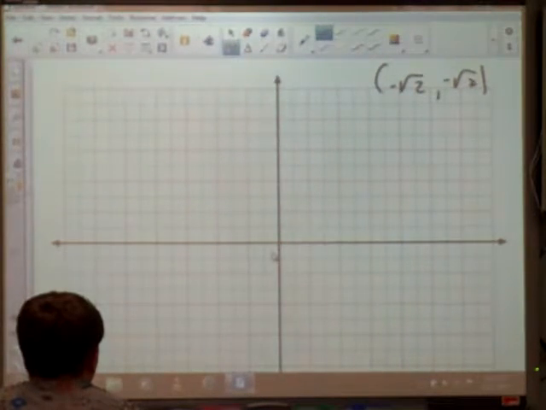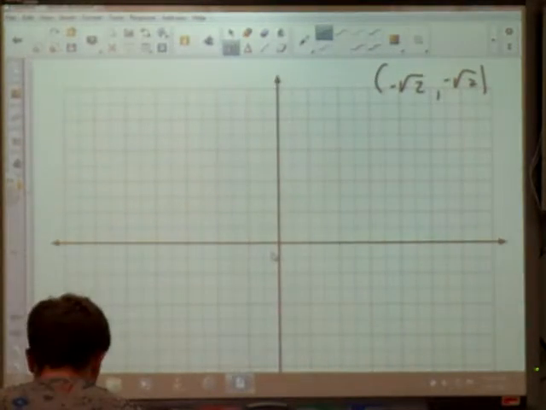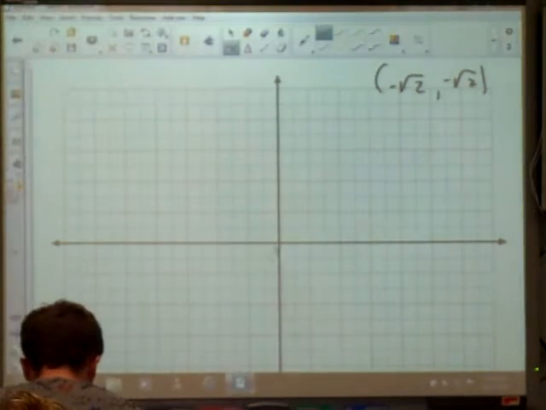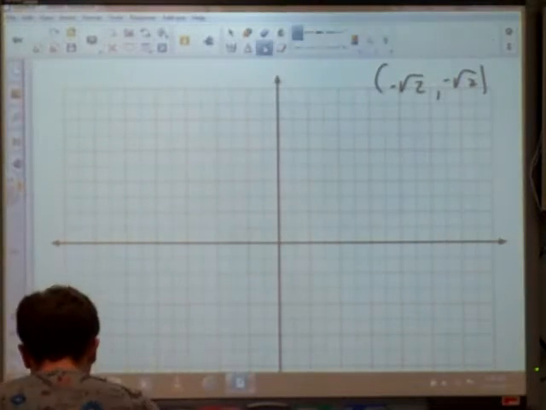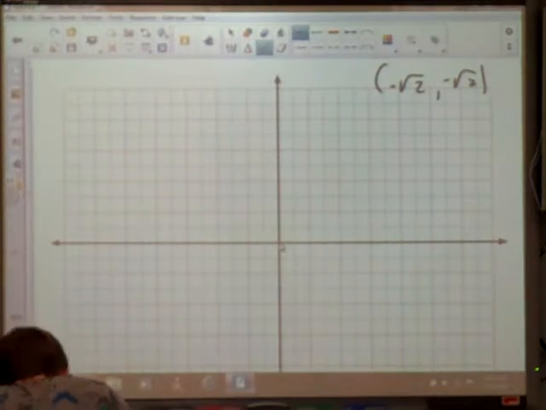Now what times itself equals 2? It's like 1 point something. So not going to be very big. Okay, so I'm not going to stress right now. And if this bothers you, I'm sorry.